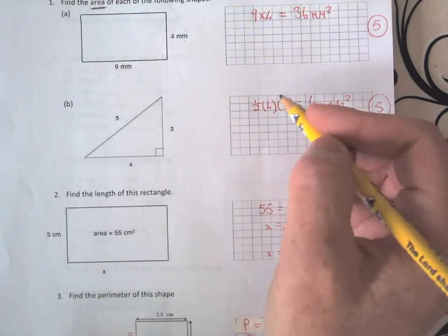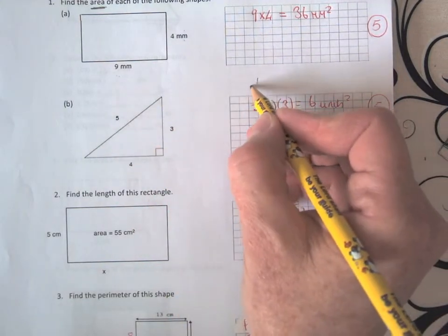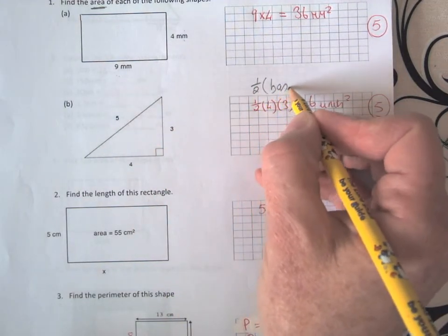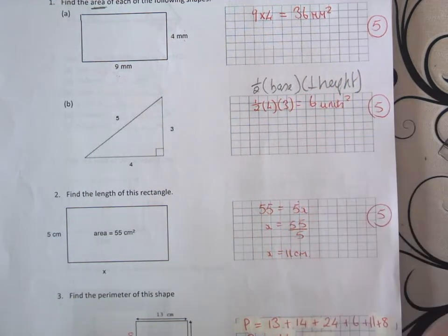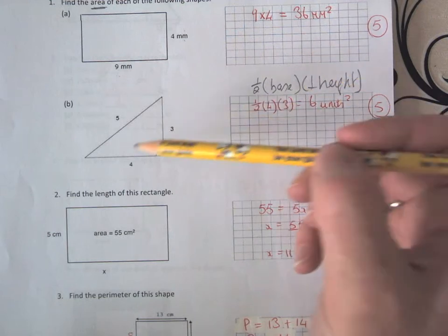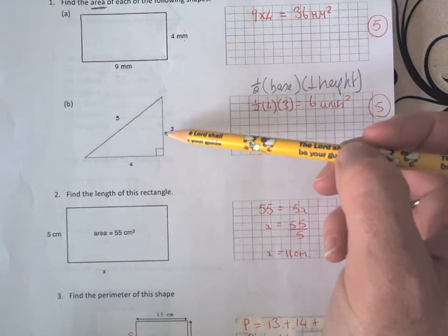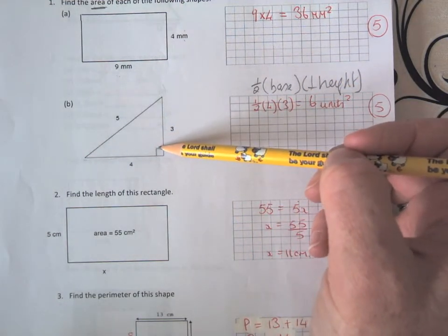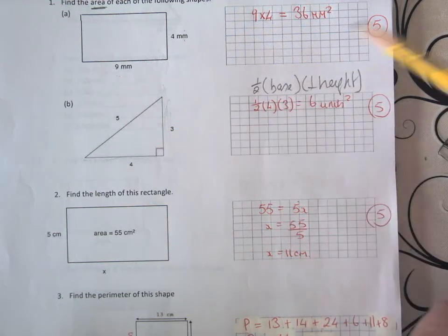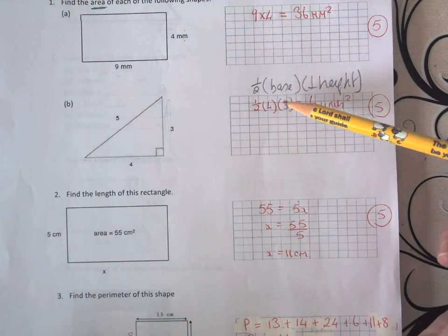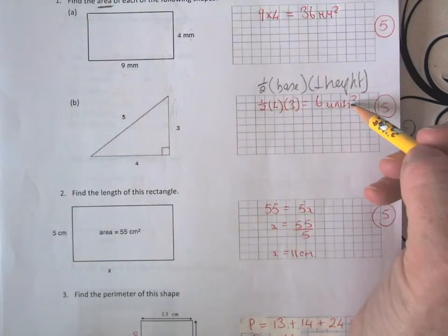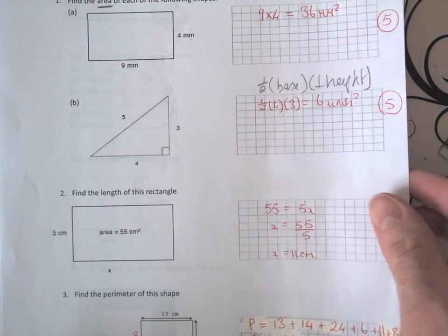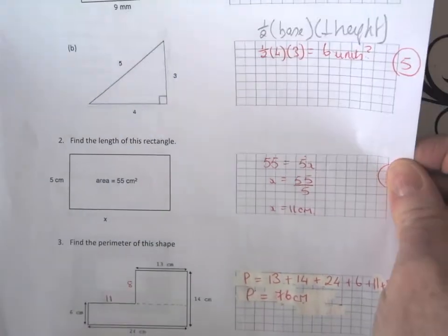Formula for area of a triangle is half base by perpendicular height. Some of you need to look at that again. My base and my perpendicular height are the two things that are connected by this little box. So this is my base and this is my perpendicular height. So a half, 4 by 3. Enter it in your calculator. We don't have units here, so you can write down units squared. So 6 units squared.